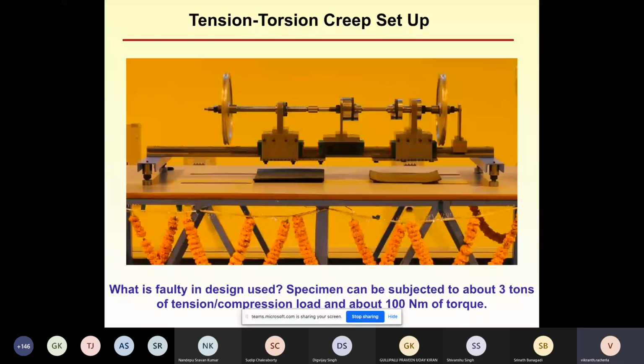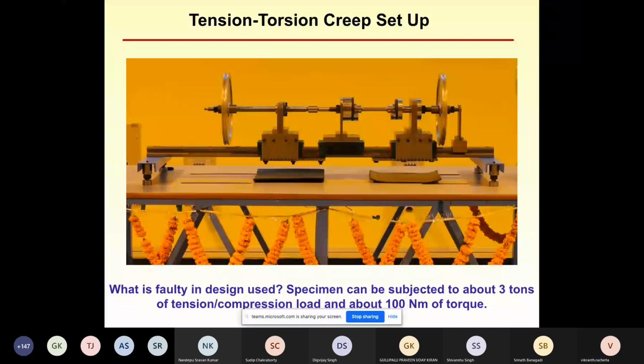Okay, so some of you have heard, many of you have not heard. Creep deformation is something which happens in materials. It is permanent deformation which occurs in materials when they are subjected to stresses for a prolonged period of time at elevated temperatures. For metals, elevated temperature means you are looking at temperatures above 0.3 or 0.35 times melting point in Kelvin.